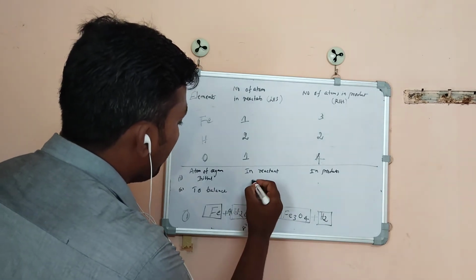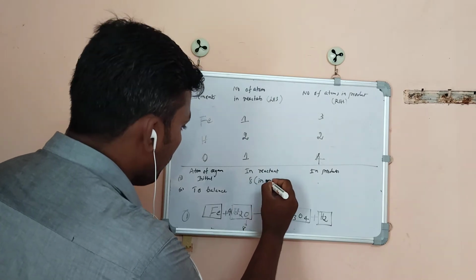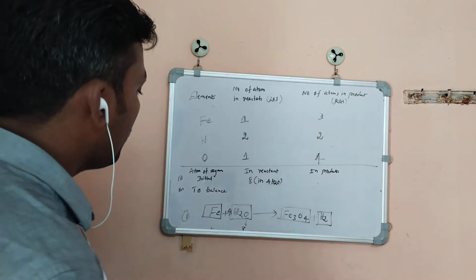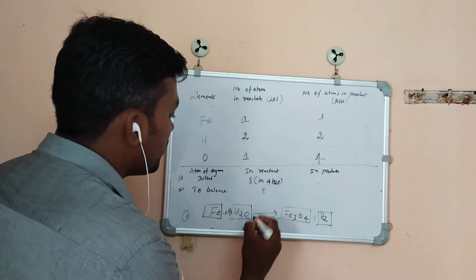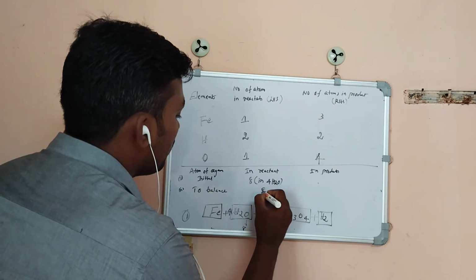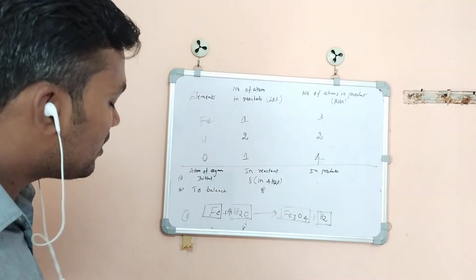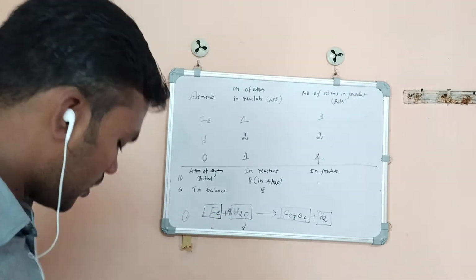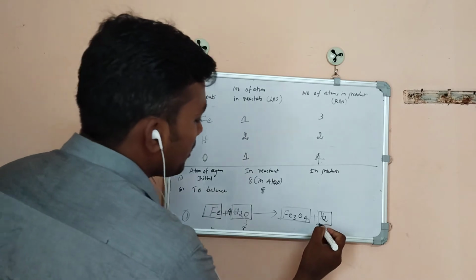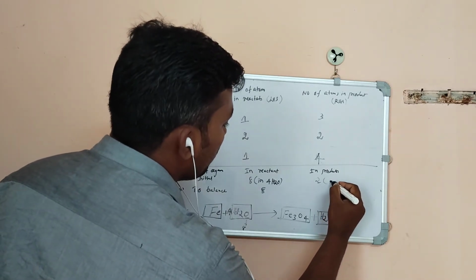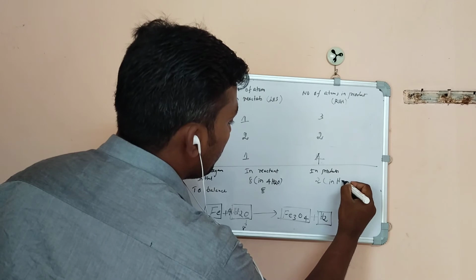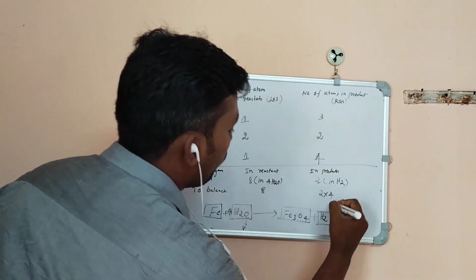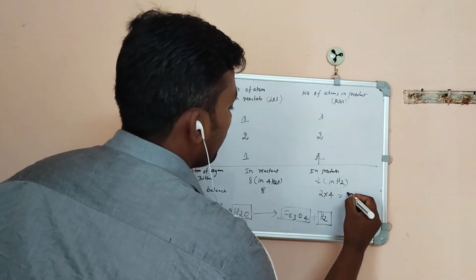4 into 2, 8 in 4H2O. Okay, that means we have to balance 8. When you count the number of hydrogen atoms present in the chemical reaction, it should be 8 before and after the reaction. Okay, that means in this reaction how many hydrogens are there? 2 hydrogen in H2. That means 2 into 4 equal to 8.